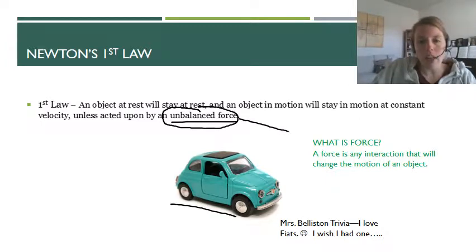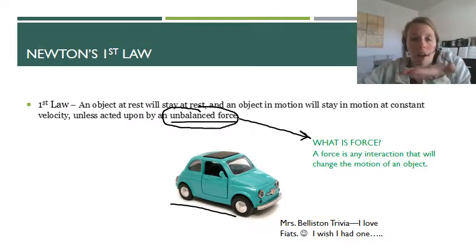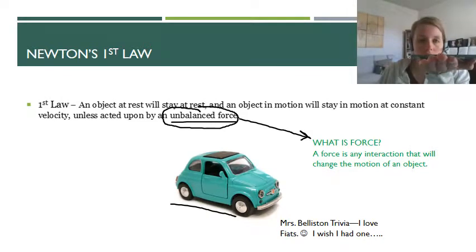And what is a force? A force is any interaction that will change the motion of an object. So I could get that car to move, or my phone will just sit here all day long unless I do something to change it, and I can be an unbalanced force for that phone.